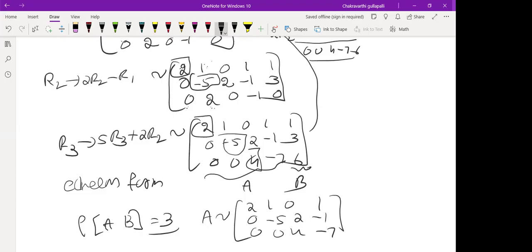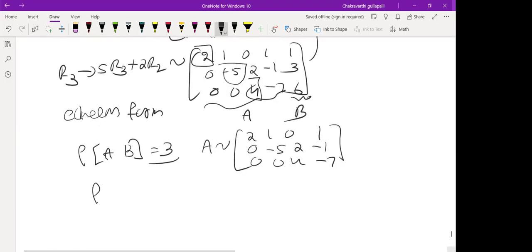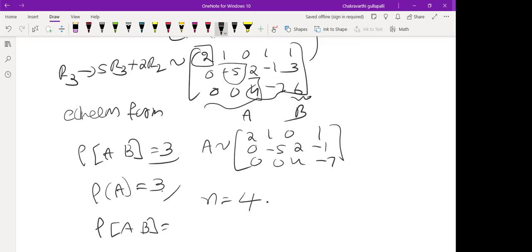Exclude the last column. So, what is the rank of A? 3. N is 4. So rank of augmented equal to rank of A less than N. So how many solutions? Unique solution? No, many solutions. Many students will be writing unique solution, but it is many solutions because variables are 4.